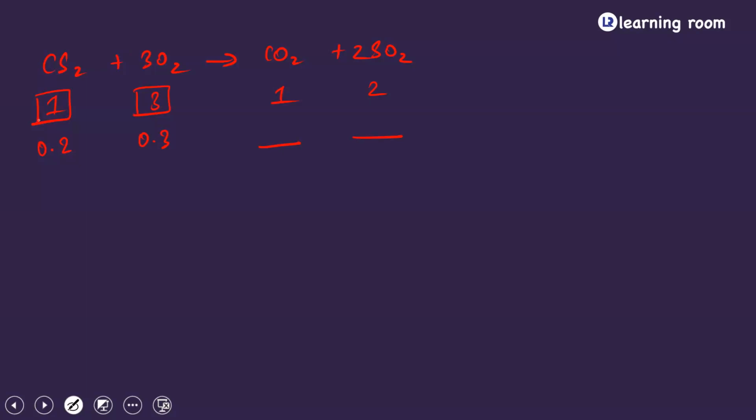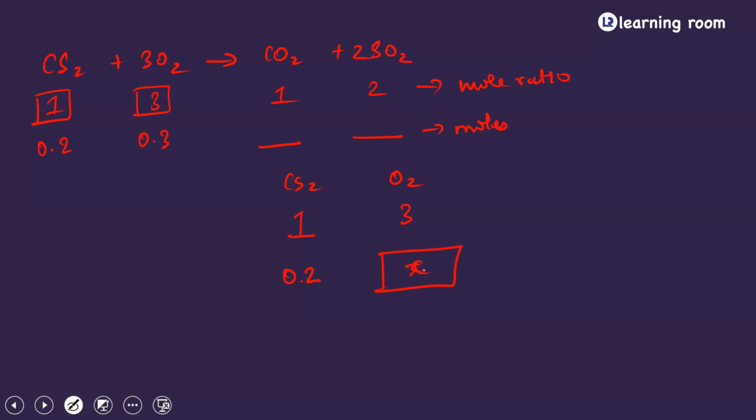No, ma'am. How, ma'am? 0.6. How 0.6? I have given moles now only. I am not given grams. Both are moles here. Mole ratio. The above is mole ratio. See, for 1 mole of carbon disulfide, I require 3 moles of oxygen. Correct? Yes or no? Yes. So for 0.2 moles of carbon disulfide, how many moles of oxygen do I require?